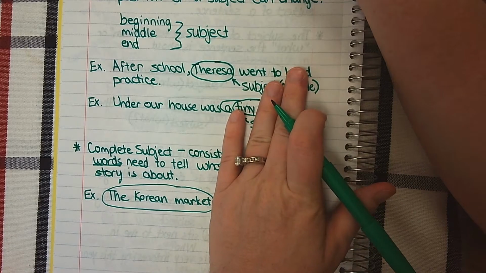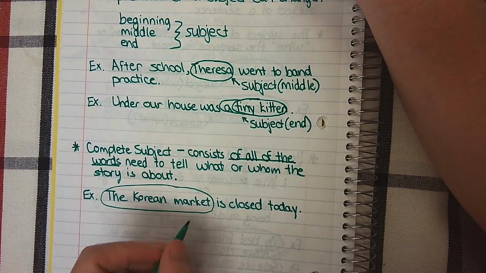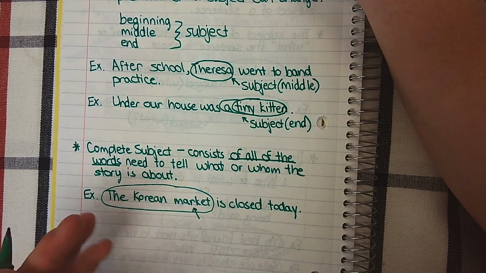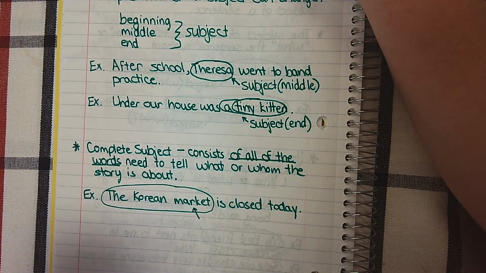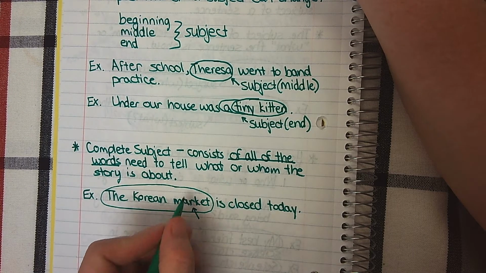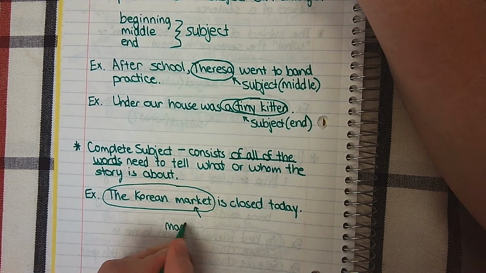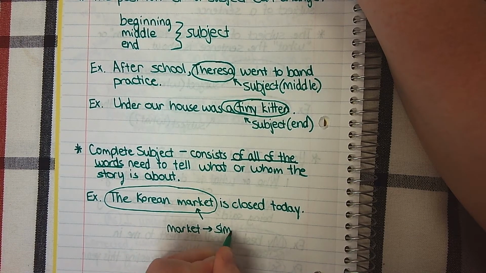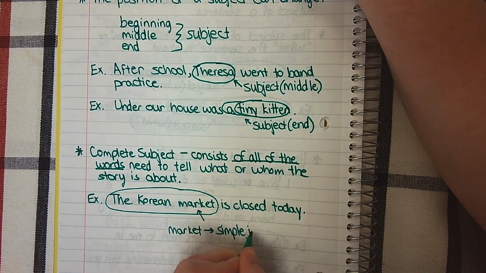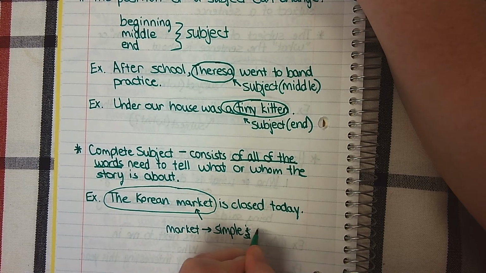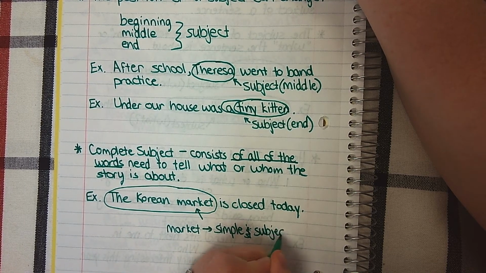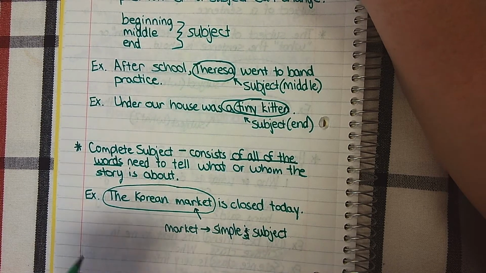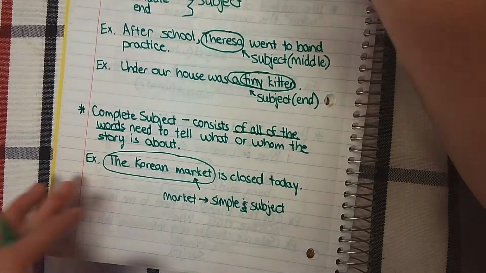However, only one of these words is what we would call the simple subject, and that's the word market. These words, the and Korean, are there to help us understand more about which market they're talking about. So market is actually our simple subject. Okay. So a simple subject is the main word that the sentence is talking about.